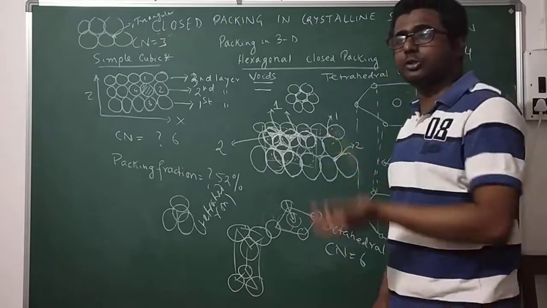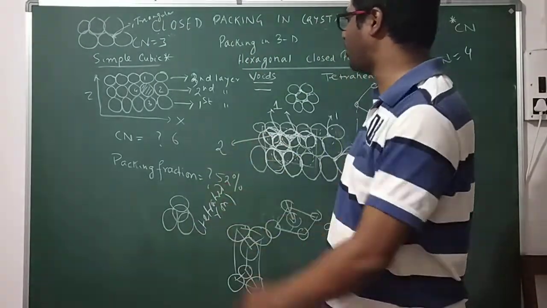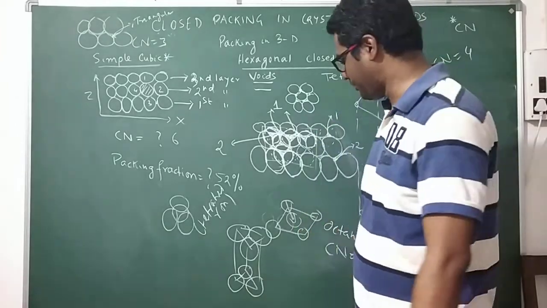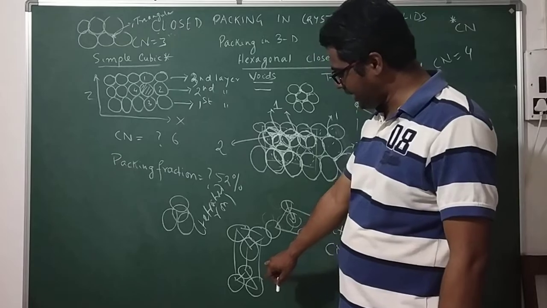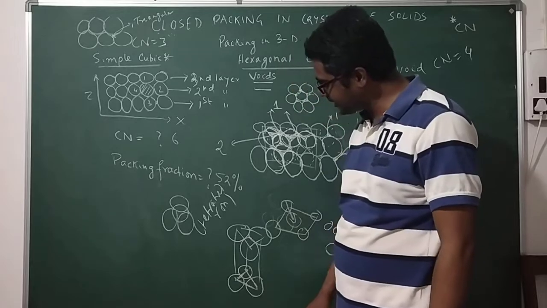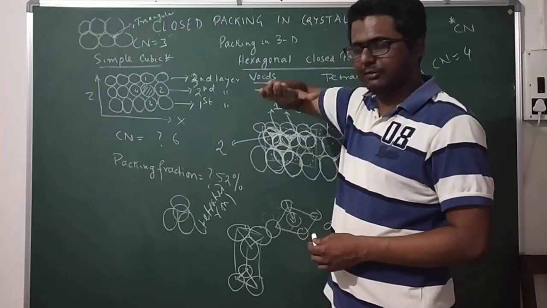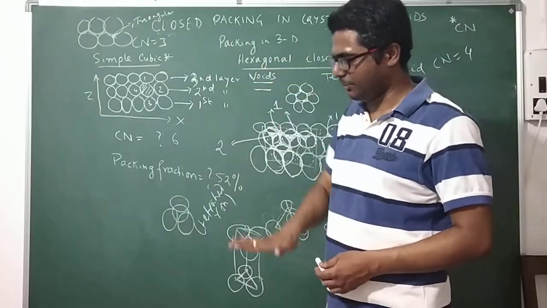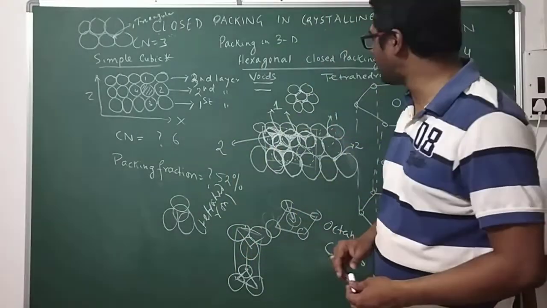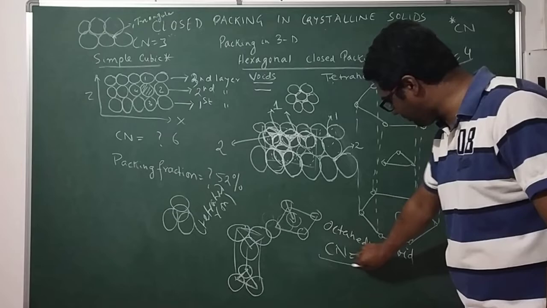You can go through your book. They have given a very good 3-dimensional picture, which is very difficult to show on the board. But go through your book for the picture, and if you find any problems, let me know. So basically, if you see an octahedral void, then one equilateral triangle is upright and the other equilateral triangle is upside down, and in between the space will be the octahedral void. Tetrahedral void coordination number is 4, octahedral void coordination number is 6.